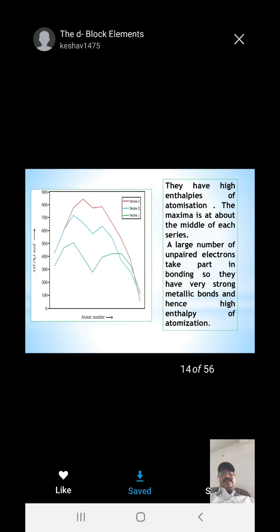Okay, see in this graph how the boiling and melting points vary for the various series. Series 1, 2, 3. Series 1 is denoted with green, series 2 is denoted with blue, series 3 with red.